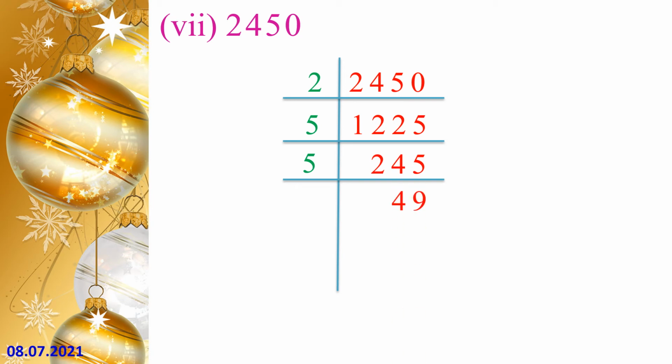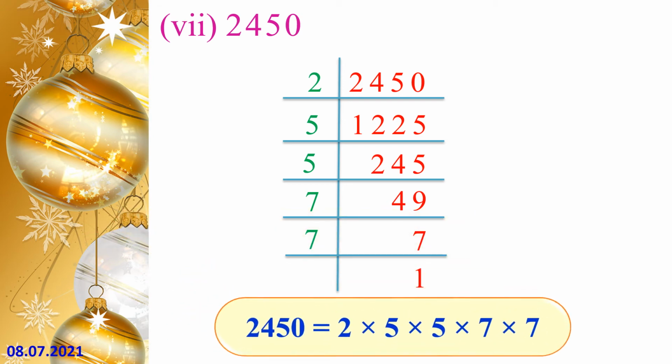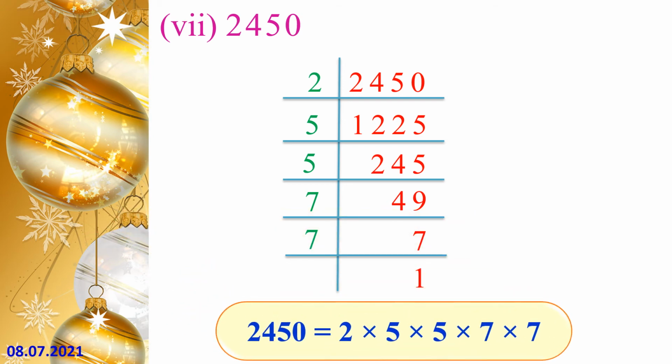Now 245 divided by 5, we get 49. Now 49 is divisible by 7. So 7 sevens are 49, or 49 divided by 7, we get the quotient as 7. Next, 7 is the dividend, the divisor is also 7. Now 7 divided by 7, we get 1. Okay, so now it is completed. Let us write the prime factors of 2450 as 2 into 5 into 5 into 7 into 7.